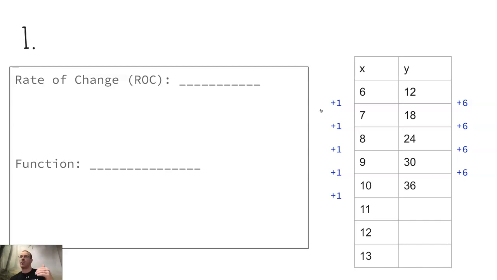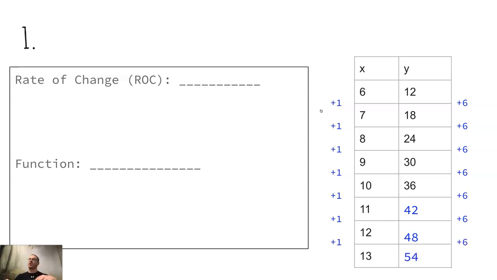So I went up 1 here. If I extend that again, now I need to go up by 6. All right, and then 36 plus 6 is 42. Let's do that one more time. When I go from 11 to 12, I increase by 1. That means I now need to go up by 6. So 42 plus 6 is 48. And then one final time to finish our table, up by 6 when we go up by 1, and we get to 54.